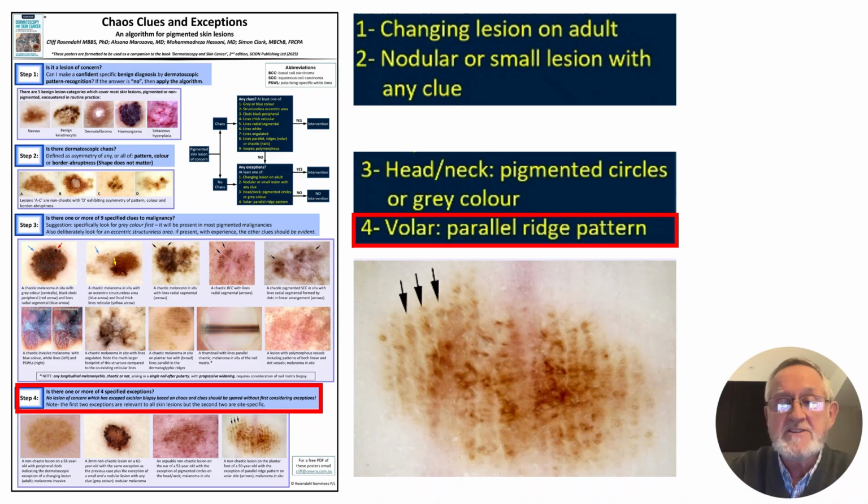Here we have a lesion on the sole of the foot of a middle-aged patient, which has escaped excision biopsy on the basis of chaos and clues because it's perfectly symmetrical. However, it is a volar lesion with a parallel ridge pattern, the broad pattern of the pigment on the dermatoglyphic ridges. Melanoma in situ.